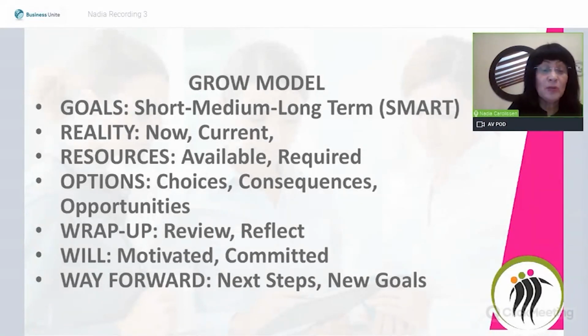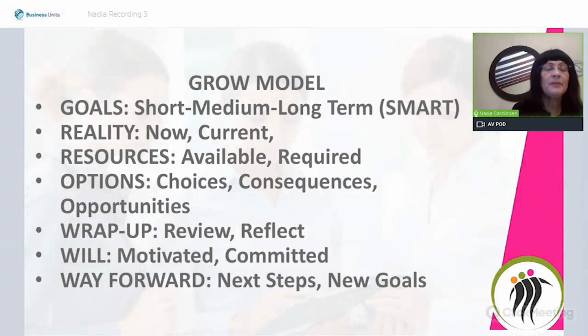What are the resources available to you? What are the resources required to achieve those goals? What are the resources you have access to in order to achieve those goals? You have to be very realistic around that.